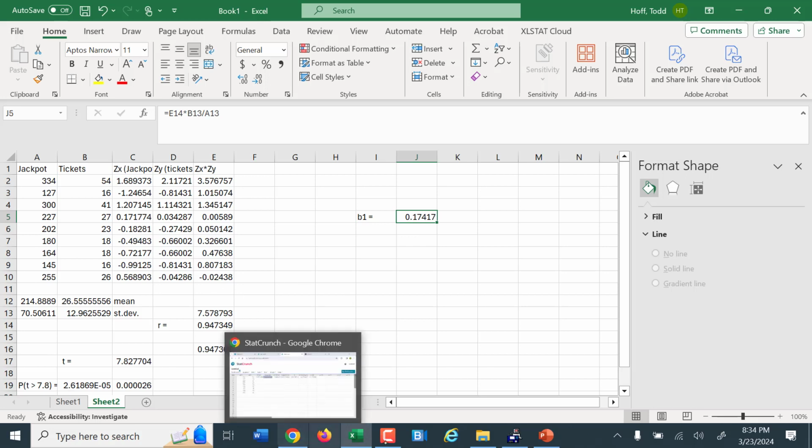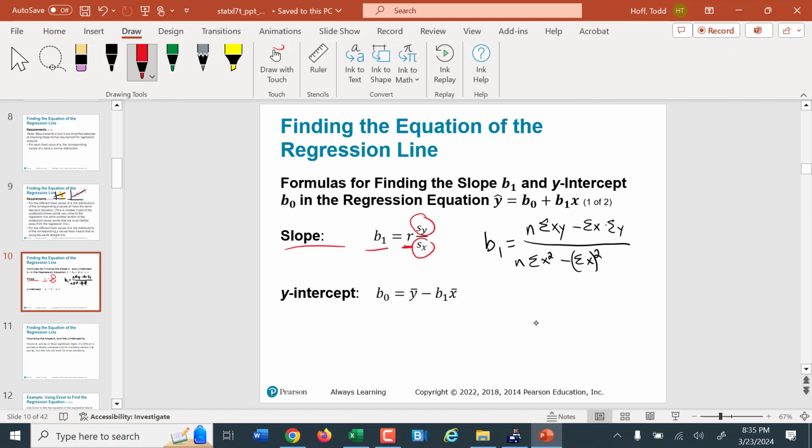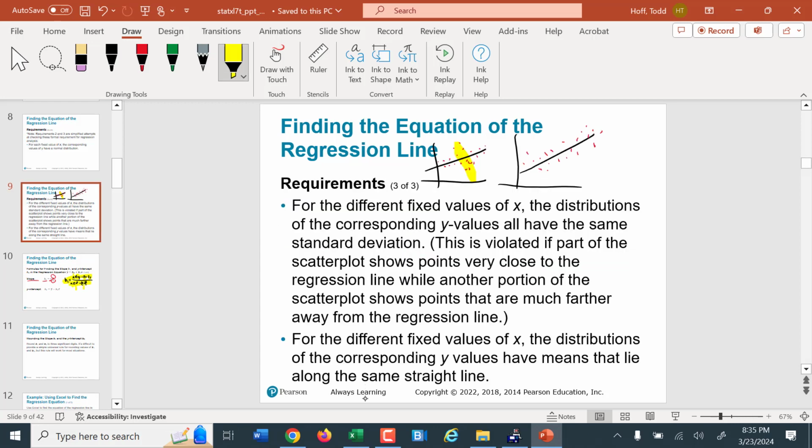We could also use an alternative formula. We had mentioned that one ugly formula for the Pearson correlation coefficient used the summation of the x times y's and the summation of the x's times the summation of the y's. Well, this formula here, B1, can also be found using those summations. So it's n, the number of data points, times the sum of the x times y values minus the sum of the x's times the sum of the y's, over n times the sum of the x squareds minus the sum of the x's squared. Let me show you how that works.